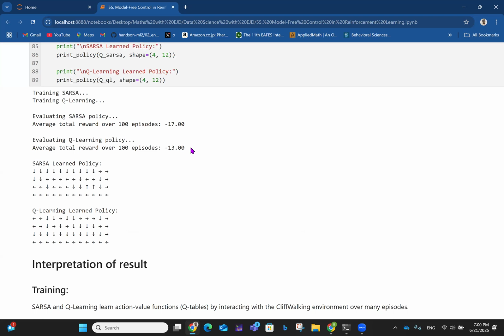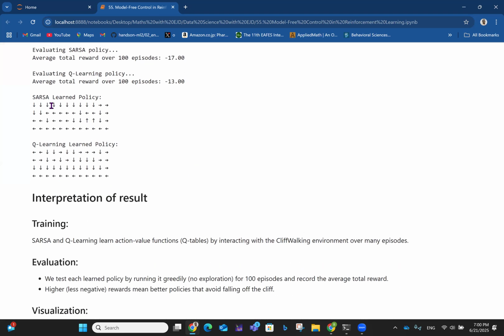So we have minus 17 compared to minus 13 for SARSA and Q learning. For the SARSA learned policy, as you go, you have down, down, down, down, left, left, down, down, right, right, and all that. Here you have left, left, down, down, right, down, down, left, left, left, down, left. So that's the Q learning learned policy.